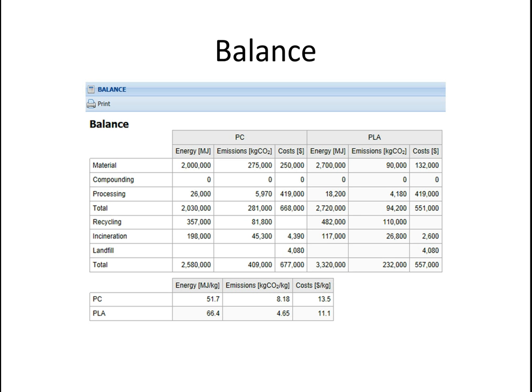Finally, the balance page allows you to compare the entire LCA of the two plastics side by side for the entire production run, all parts, including costs, emissions, and energy used. It is seen that these values are tabulated into the various unit operations throughout the product's life, from material compounding to processing to end-of-life treatment. It is also seen that the last chart breaks these values into per-unit mass values.